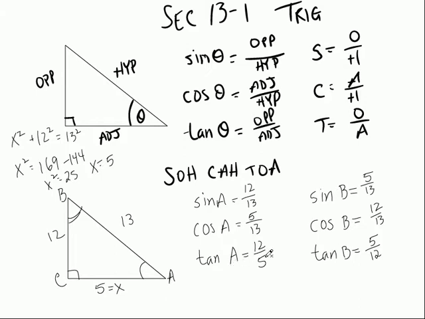The tangent of one angle is going to be the reciprocal of the tangent of the other angle, of its complementary angle. Does that make sense? The tangent of one angle is just the inverse of the tangent of the other angle. Look, this is 12 over 5, and this is 5 over 12. They're inverses of each other, right? Okay, all right, so there you go.